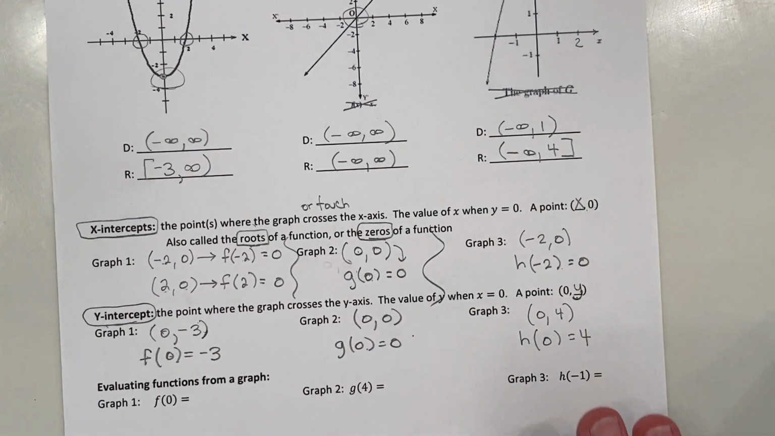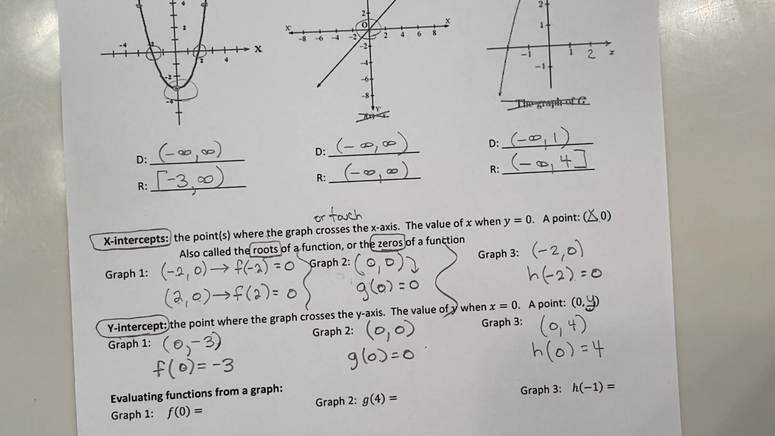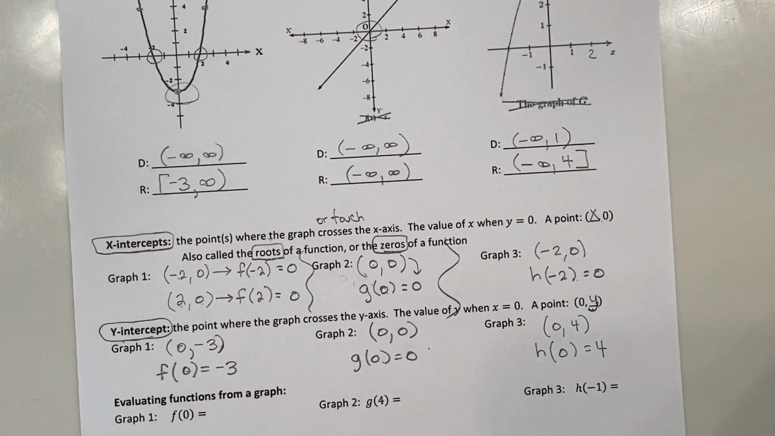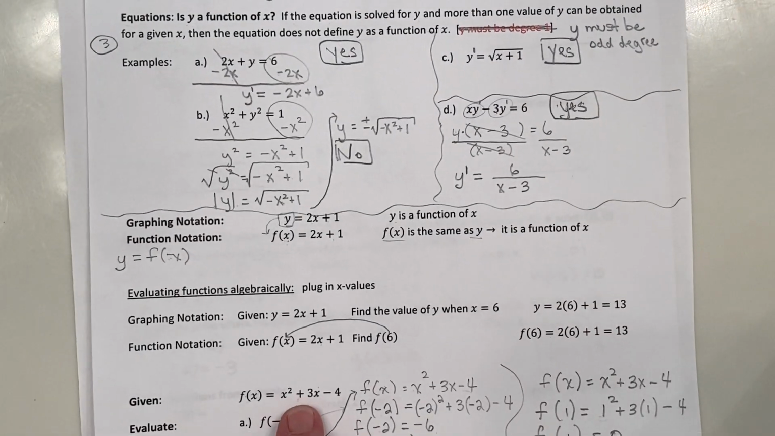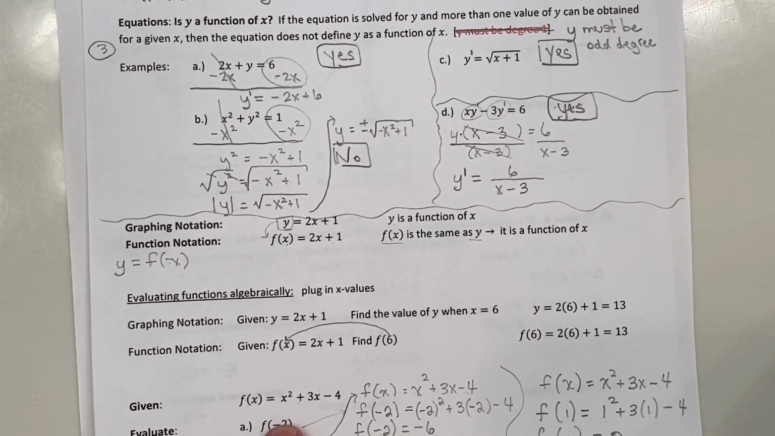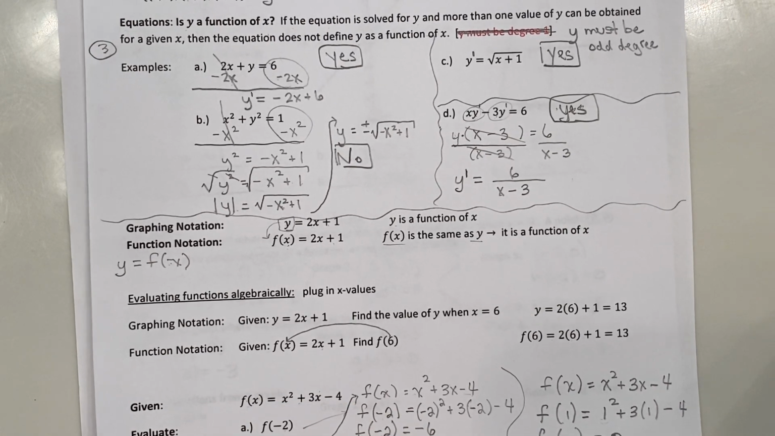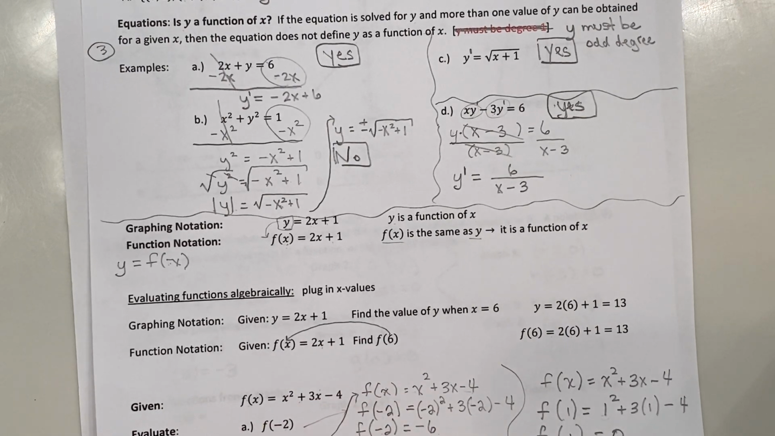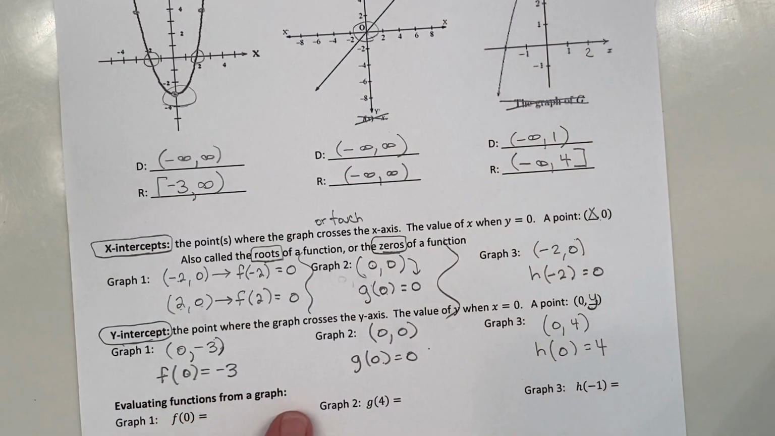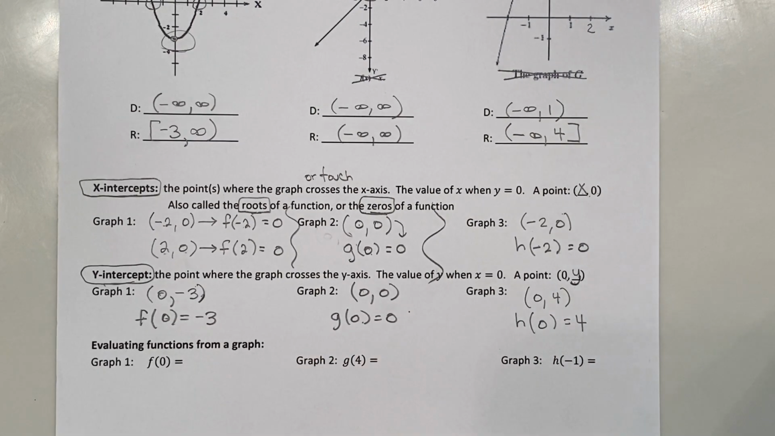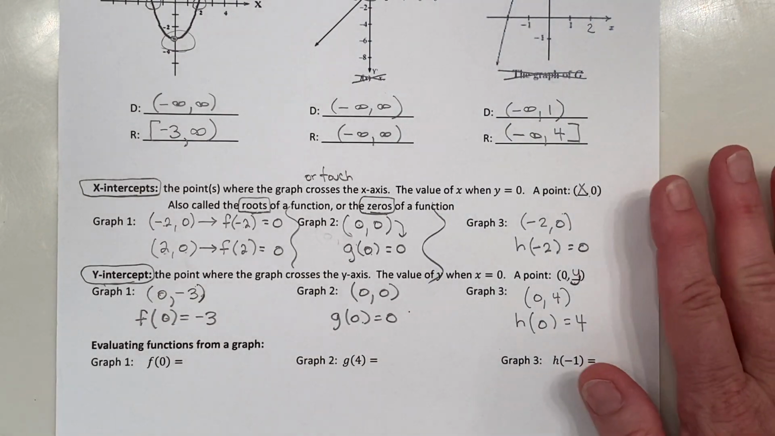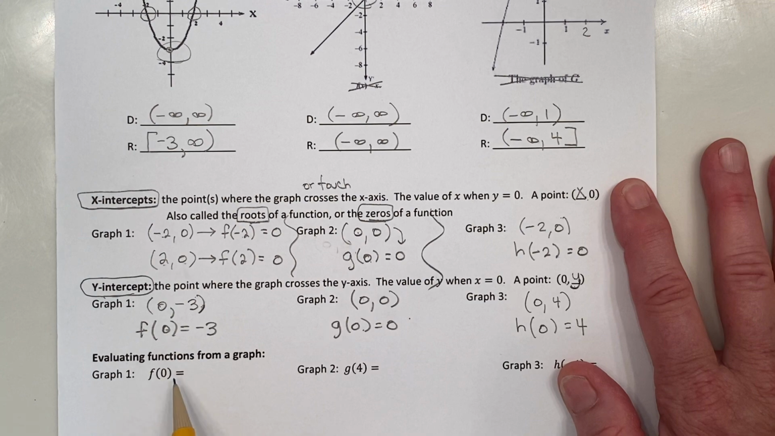All right, and the last idea in this lesson, section 1 of chapter 2, is evaluating functions from a graph. We've already evaluated functions on the first page, because we were given an equation and told to plug in different x values and get an answer. When you work with an equation, that's easy enough. How do we evaluate functions when we don't have an equation, but just a graph to look at? Hopefully our previous work is going to make this easy.